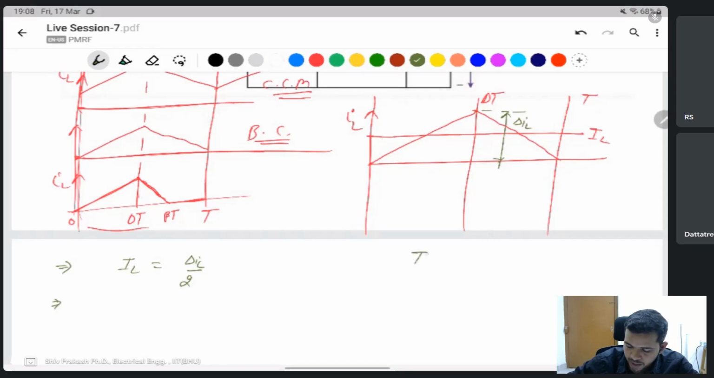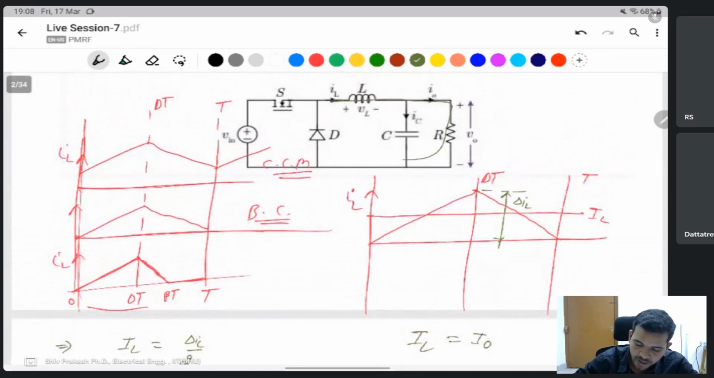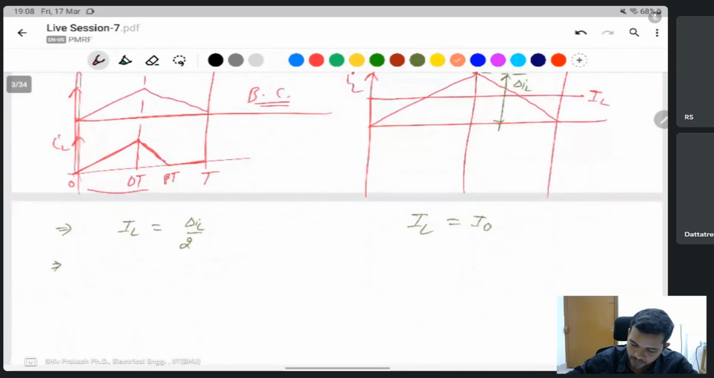In a buck converter, IL is the same as I naught, the same current flows. This is the IL average current, and this is the average output current. The average current flowing through the capacitor is 0. That's why the average inductor current is the same as the output current of the buck converter. Then I naught can be expressed as V naught by R, and V naught is replaced by D Vs, so you can put D Vs by R here.